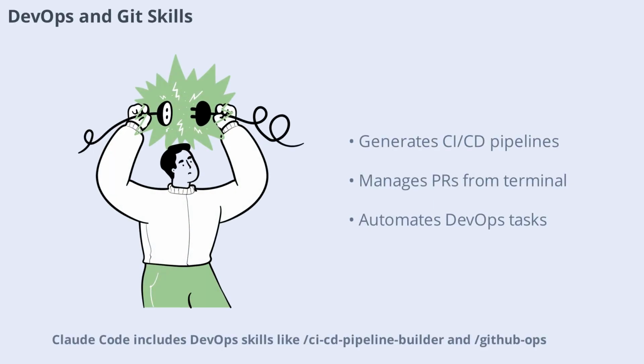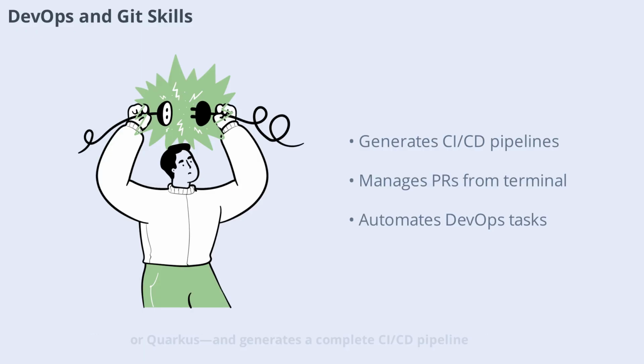Claude Code includes DevOps skills like CI/CD pipeline builder and /GitHubOps. The pipeline builder detects your stack, Maven, Gradle, Spring Boot, or Quarkus, and generates a complete CI/CD pipeline, such as GitHub Actions workflows. The GitHubOps skill lets you manage pull requests, link issues, add labels, and request reviews, all from your terminal. This keeps you focused on coding while automating repetitive DevOps tasks.